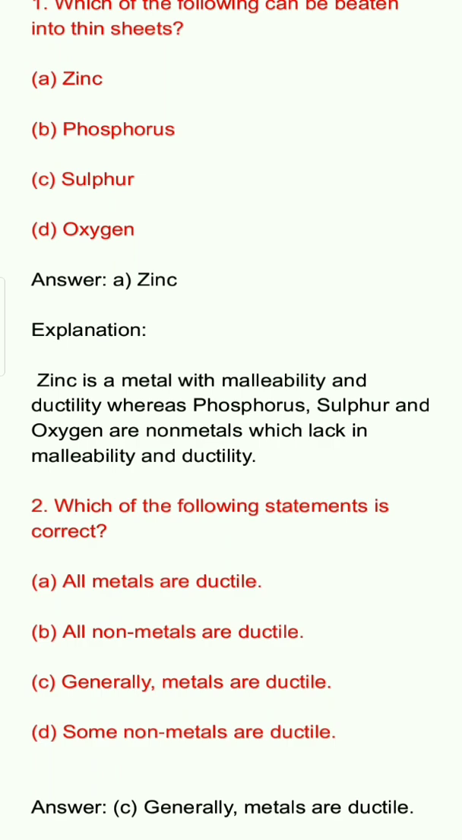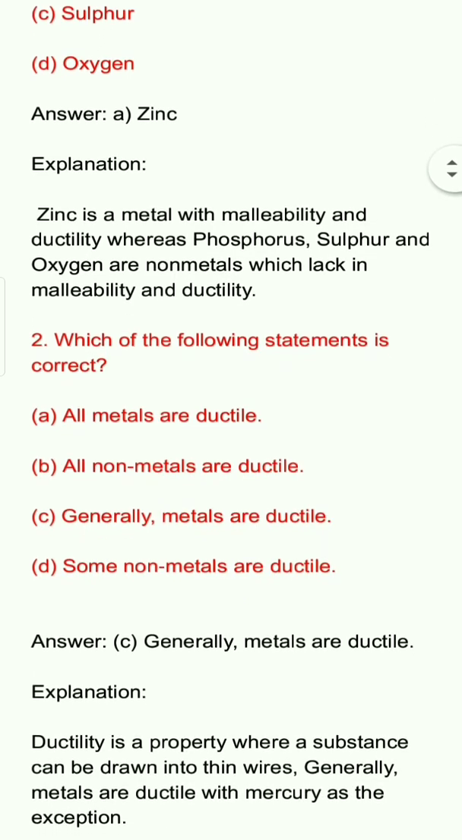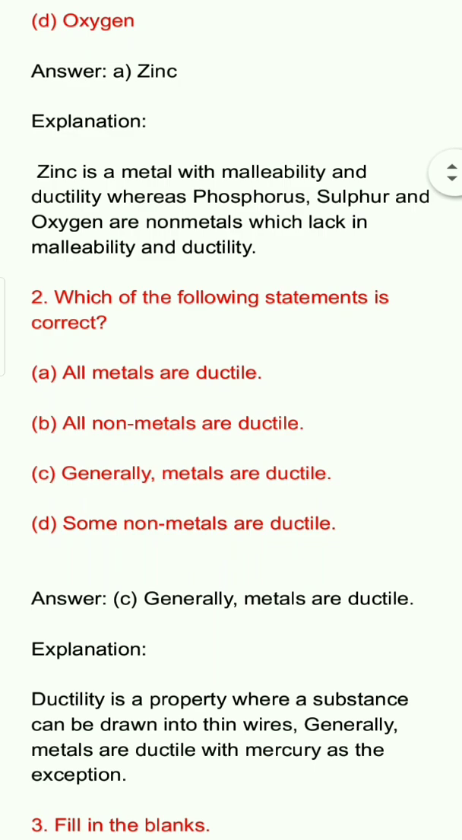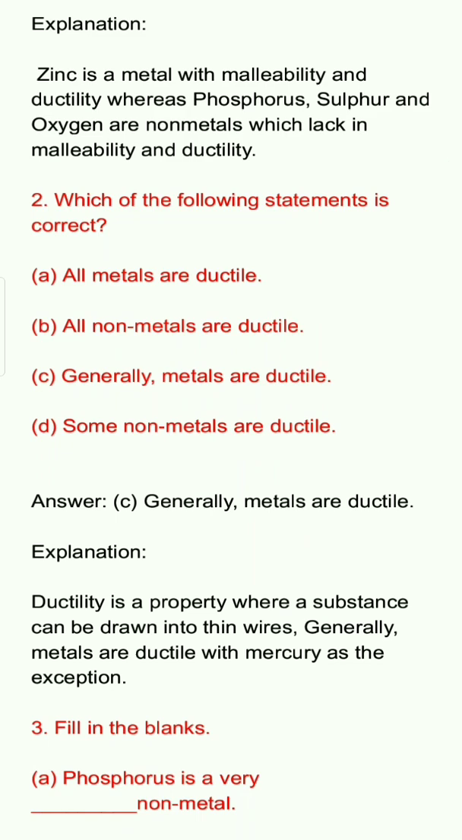Explanation. Zinc is a metal with malleability and ductility, whereas phosphorus, sulfur and oxygen are non-metals which lack malleability and ductility. Question number 2. Which of the following statements is correct? Options A. All metals are ductile, B. All non-metals are ductile, C. Generally metals are ductile, D. Some non-metals are ductile.